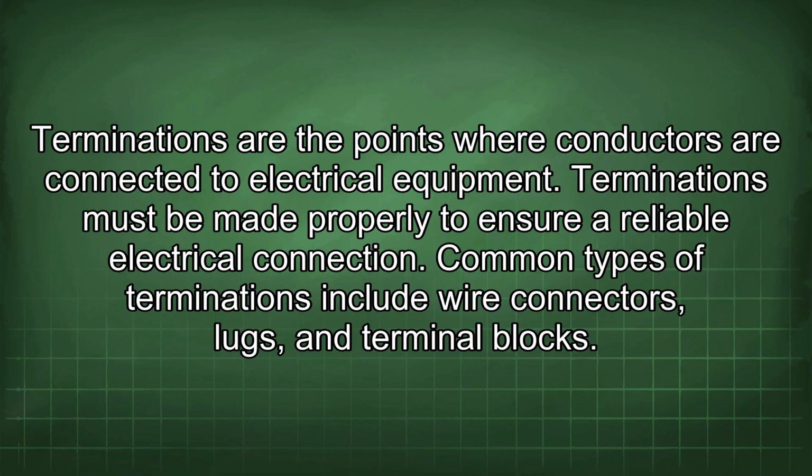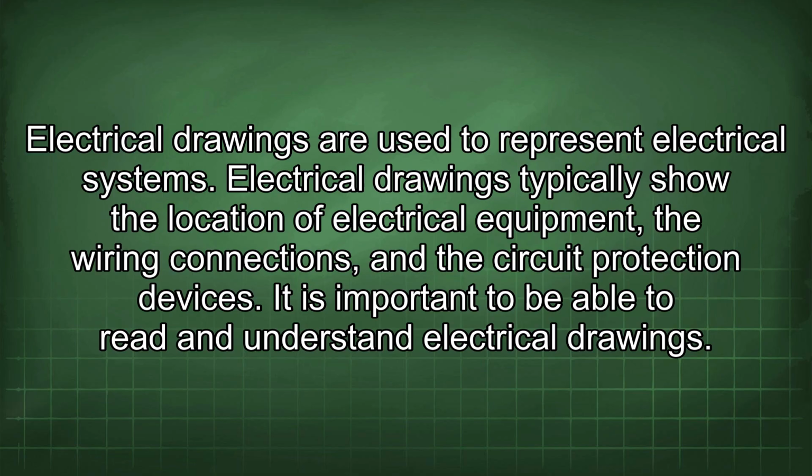Common types of terminations include wire connectors, lugs, and terminal blocks. Electrical drawings are used to represent electrical systems. Electrical drawings typically show the location of electrical equipment, the wiring connections, and the circuit protection devices. It is important to be able to read and understand electrical drawings.